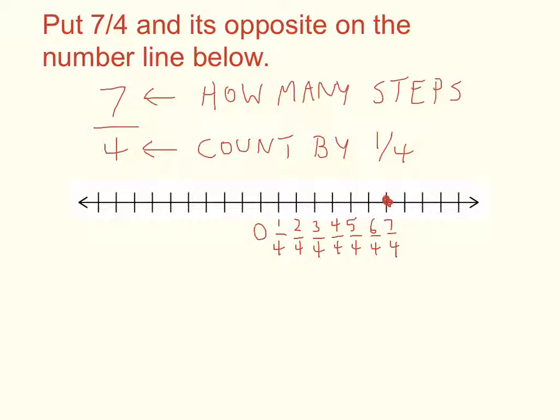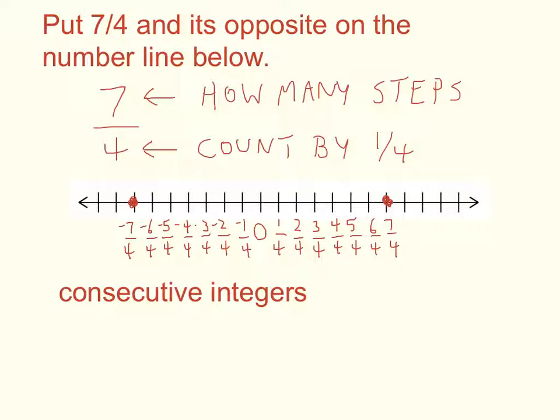Now, we want to talk about the opposite. When we move in the opposite direction, of course, we're going to be on the other side of 0, where numbers are negative. So I'll count negative 1/4, negative 2/4, negative 3/4, negative 4/4, negative 5/4, keep on going, all the way to negative 7/4. And again, I'll put a dot there.